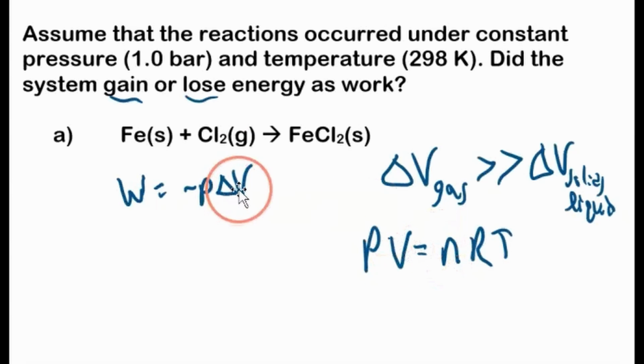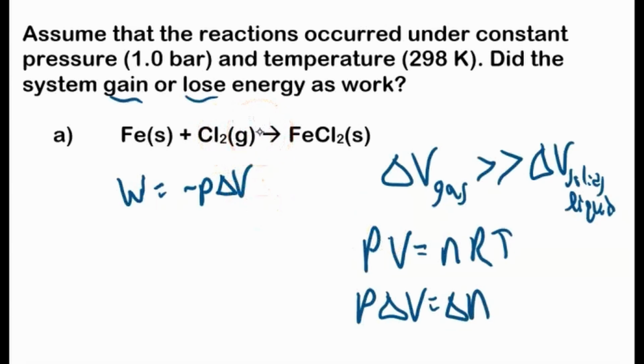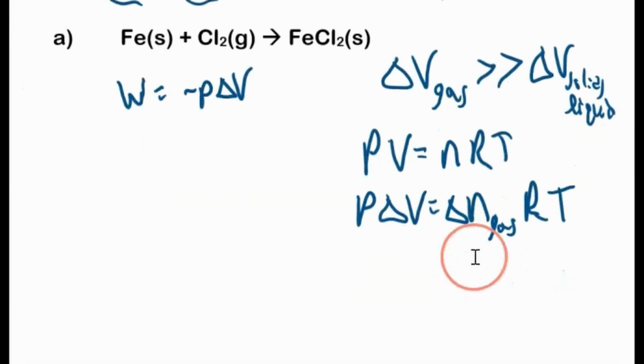Now, if we look at the change in the reaction here, pressure is constant, right? There is a change in volume, and that change is due to the change in the moles of gas, so delta n of our gas. R is a constant, and T is constant as well. We're not going to plug in any numbers, but I just wanted to plug this in so you see it.